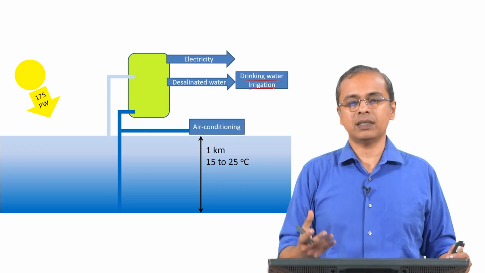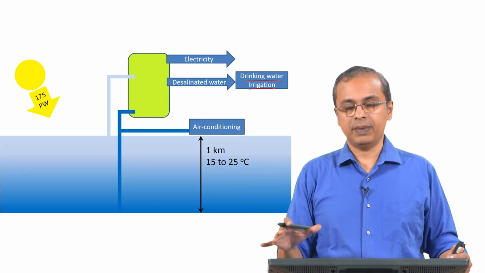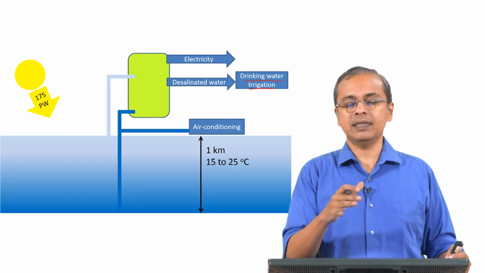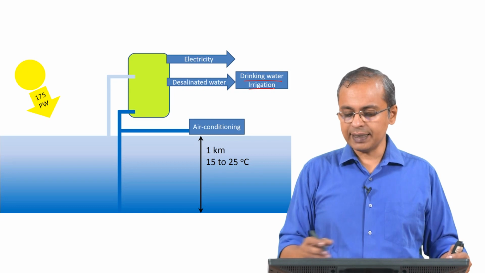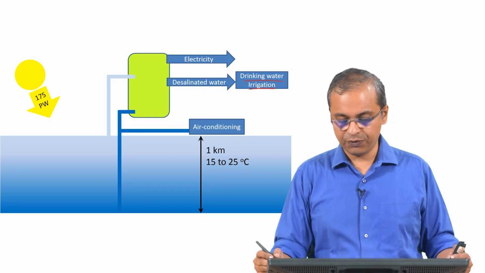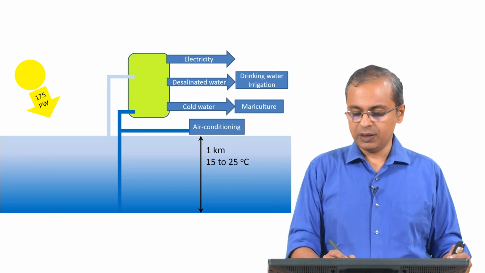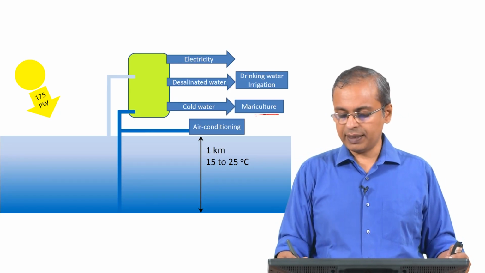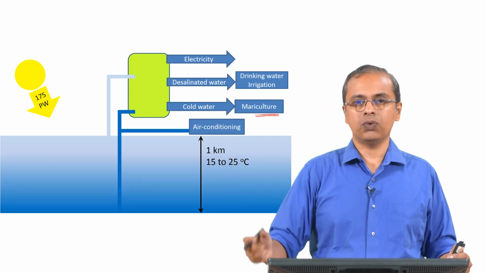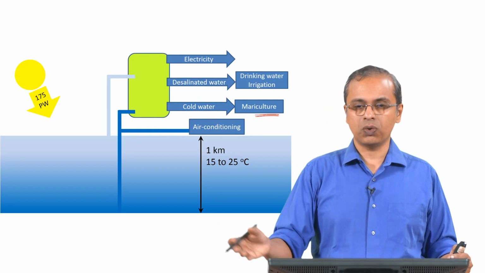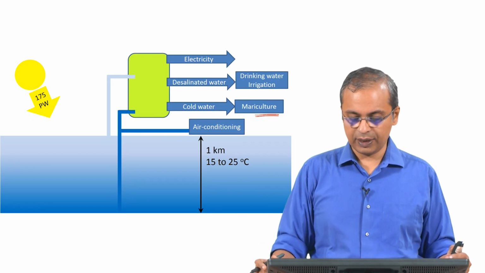This is one way in which you can get the water: where you are getting electricity, at the same time you are also getting drinking water, because the process of getting the electricity is creating desalinated water for you. So you can get drinking water, you can use it for irrigation, and to some degree whatever cold water remains, you can actually do mariculture. That is running farms where you allow sea animals to grow, and you can use them for various purposes depending on what you are interested in.